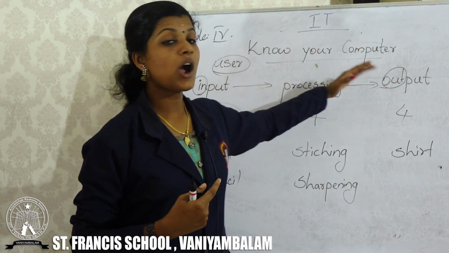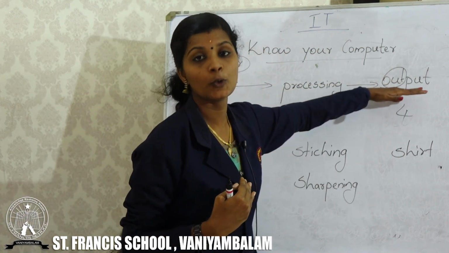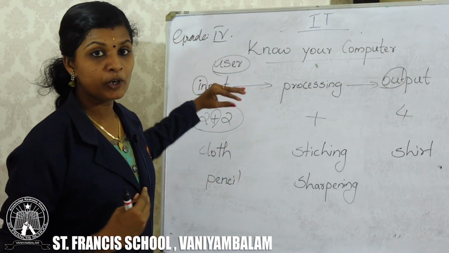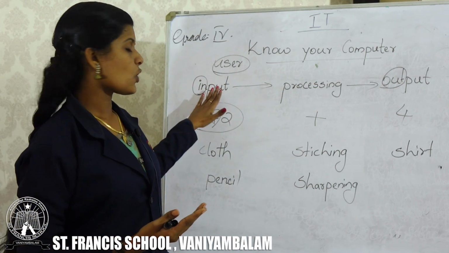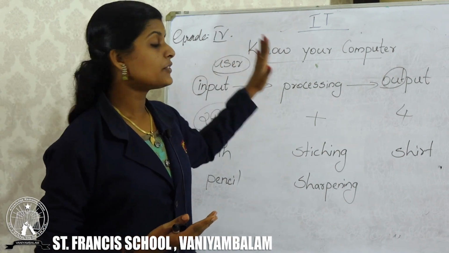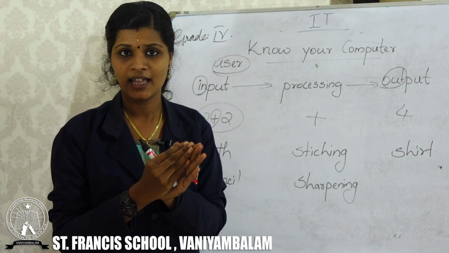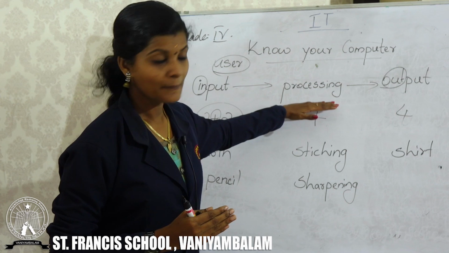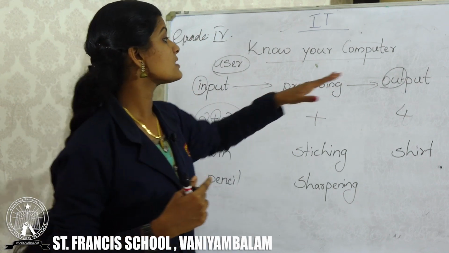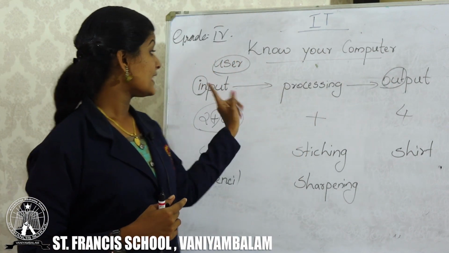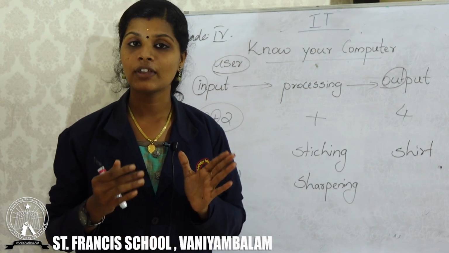And at last, the result we get is known as output. Once again, input means the data or instructions we are entering. After entering the input, some processing or calculation will be done. That is known as processing, and after processing we get a result. That result is known as output. So these are the three steps involved in the working of a computer.